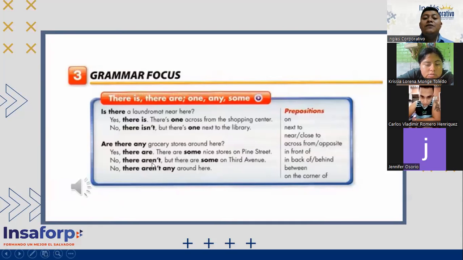So any is for a negative sentence, for a negative answer. No, there aren't any. No, no hay ninguno por aquí cerca. No, there aren't any around here.